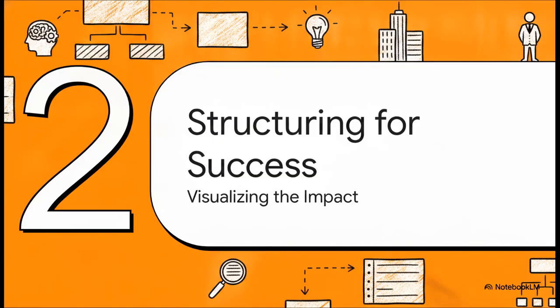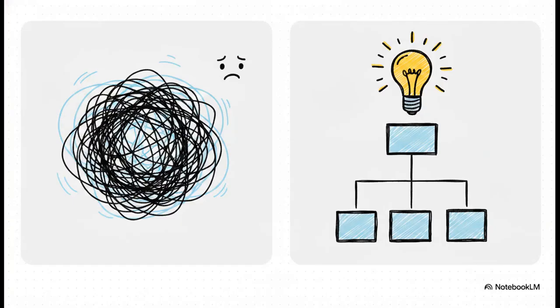Moving right along to Section 2, Structuring for Success, Visualizing the Impact. Okay, take a look at this comparison. On the left, we have what so many of us default to, these dense, unorganized paragraphs. It's really tough to read, isn't it? But on the right, we have a clean, prioritized linear structure using bullet points. And this brilliantly illustrates a little anecdote from our source material about business writing.